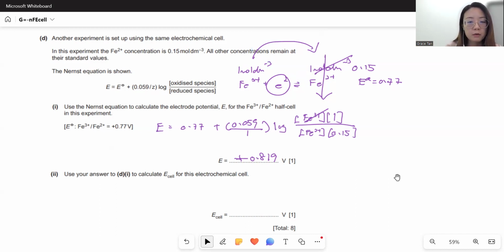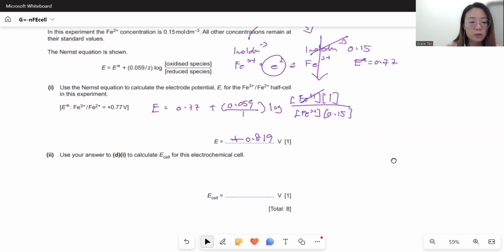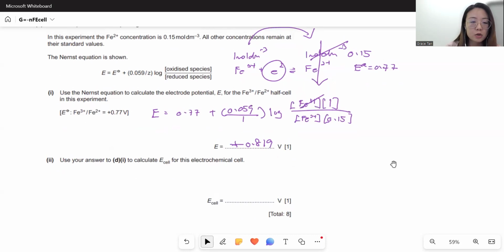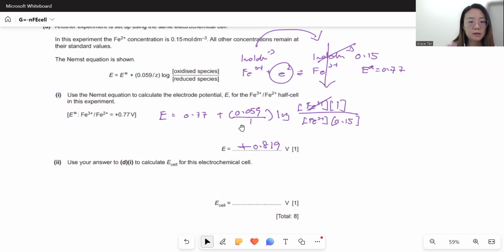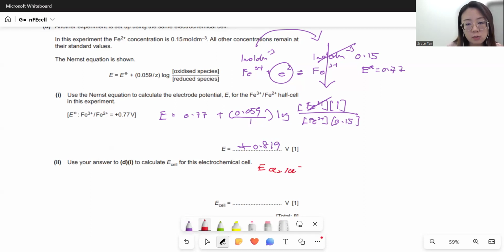All right. Now, moving on, use your answer to D1 to calculate E cell for this electrochemical cell. Now, D1 is just the answer above here. How are we going to calculate E cell? We have two half cells, iron 3, iron 2, and chlorine and chloride. I already know one, which is the iron 3, iron 2, 0.819. But the question now is I do not know what the E value is for the chlorine. This one we need to investigate.